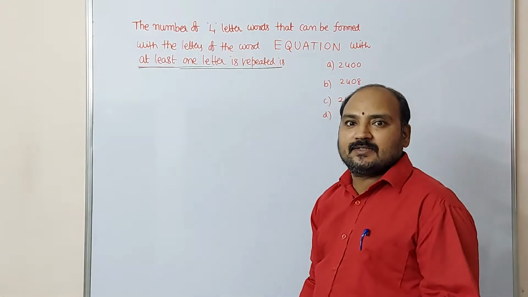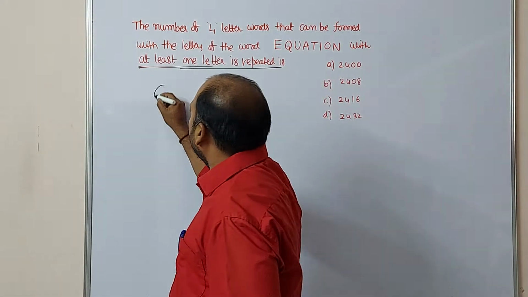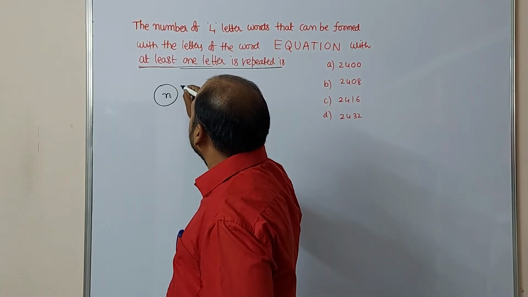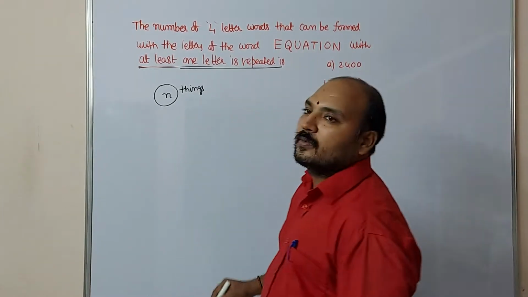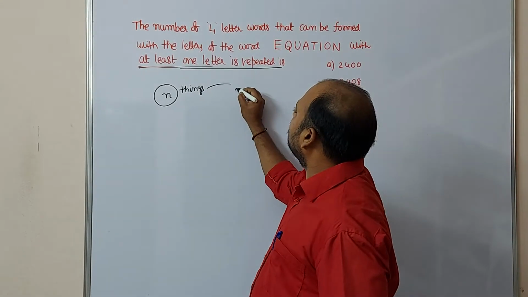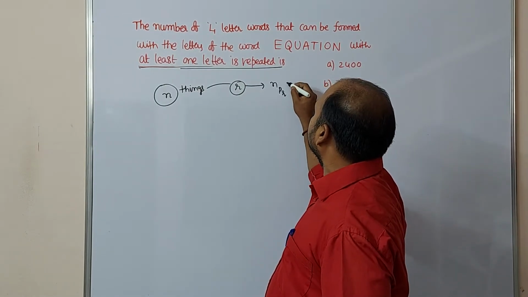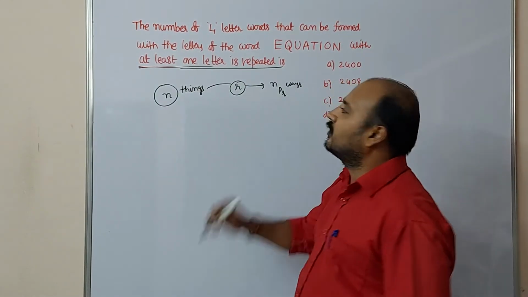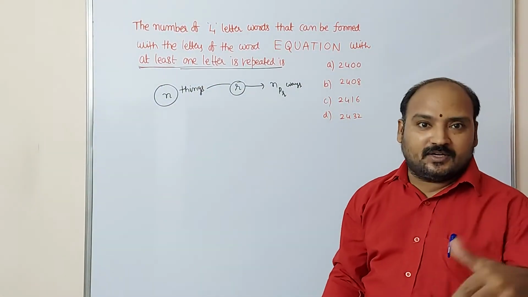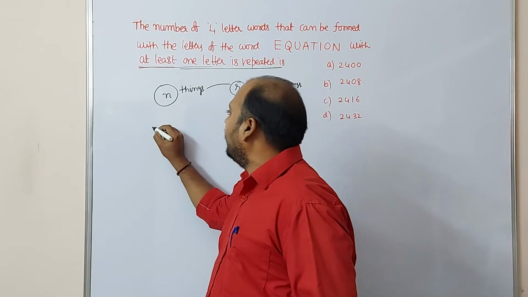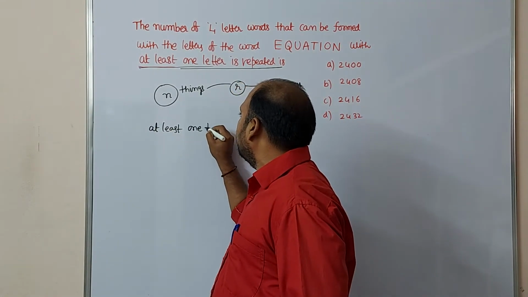In the earlier classes, in permutations and combinations, we studied that out of n things, r things will be arranged in nPr ways, where at least one thing is repeated.